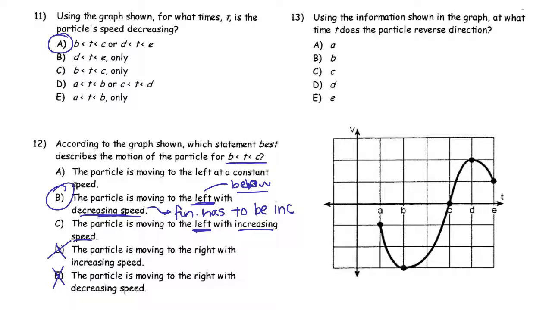All right, so now let's go on and look at number 13. Using the information shown in the graph, at what time t does the particle reverse direction? In other words, what time does the particle change directions? I think it's safe to say the particle is changing from left to right here. So that's going to be answer choice C.